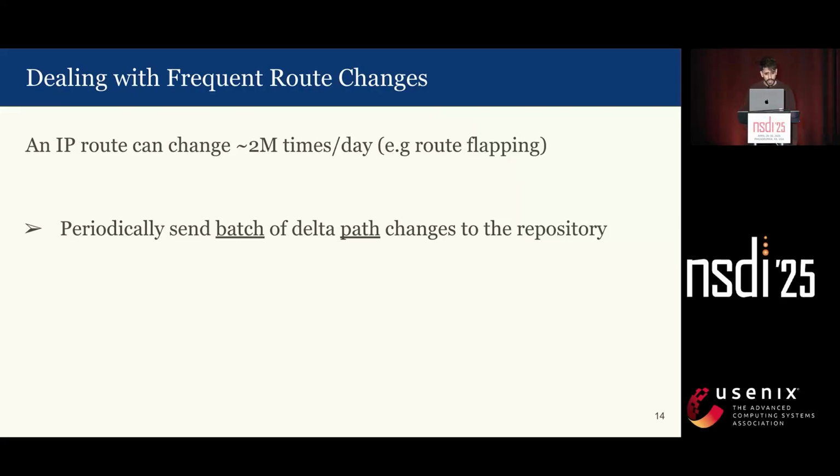A second challenge is that we checked data on the internet using route collectors, and we saw that some IPs can have millions of route changes per day. So we don't want to notify the repository each time we see a route change. What we propose is to send the delta updates in batches, at periodic intervals.